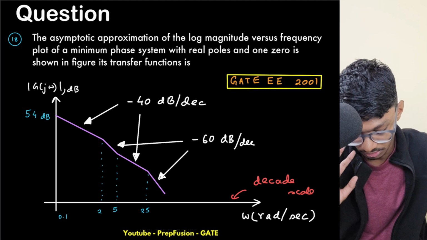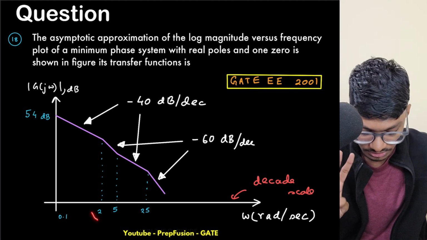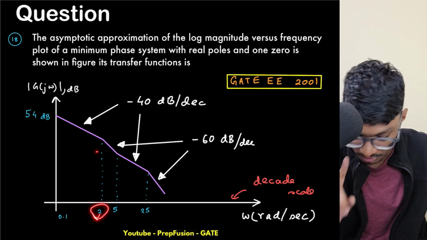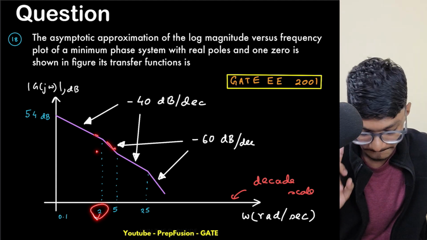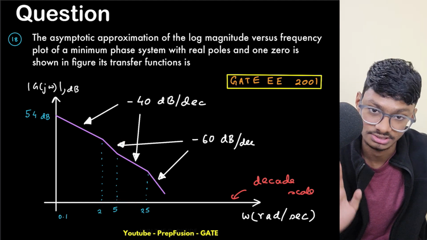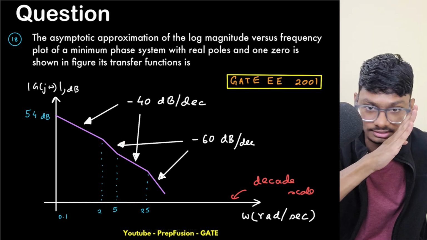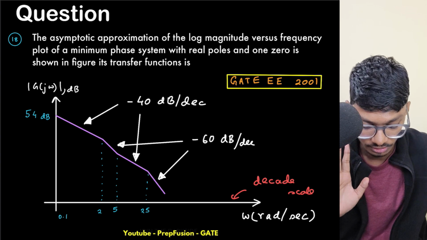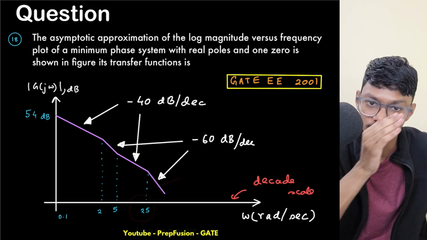Now, what are the corner frequencies? Here, as I can observe, at omega equals 2 I have one pole. At omega equals 5 I have one zero, because the slope changes from minus 60 to minus 40. So slope gets added, so I have one zero. Then at omega equals 25 again I have one pole.